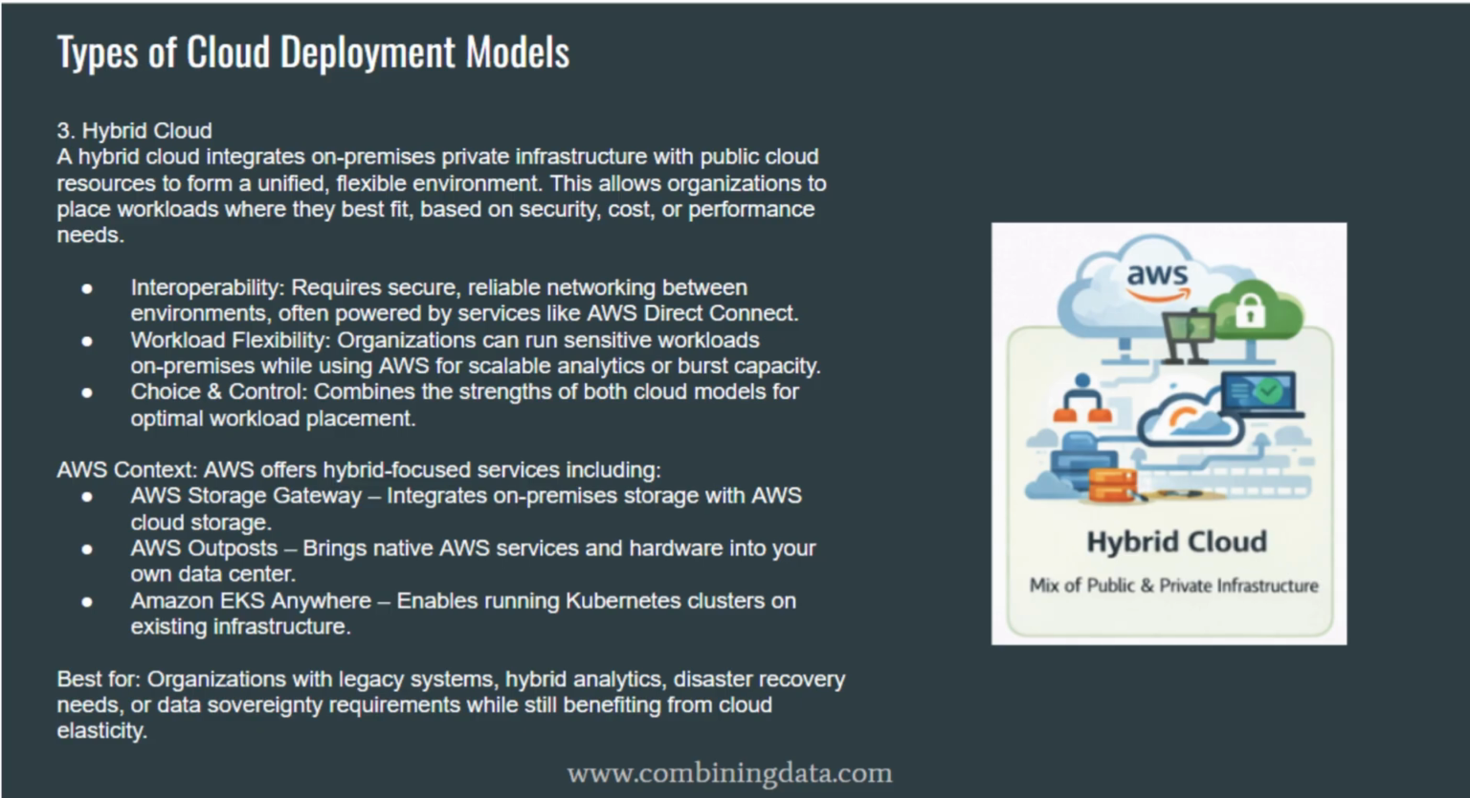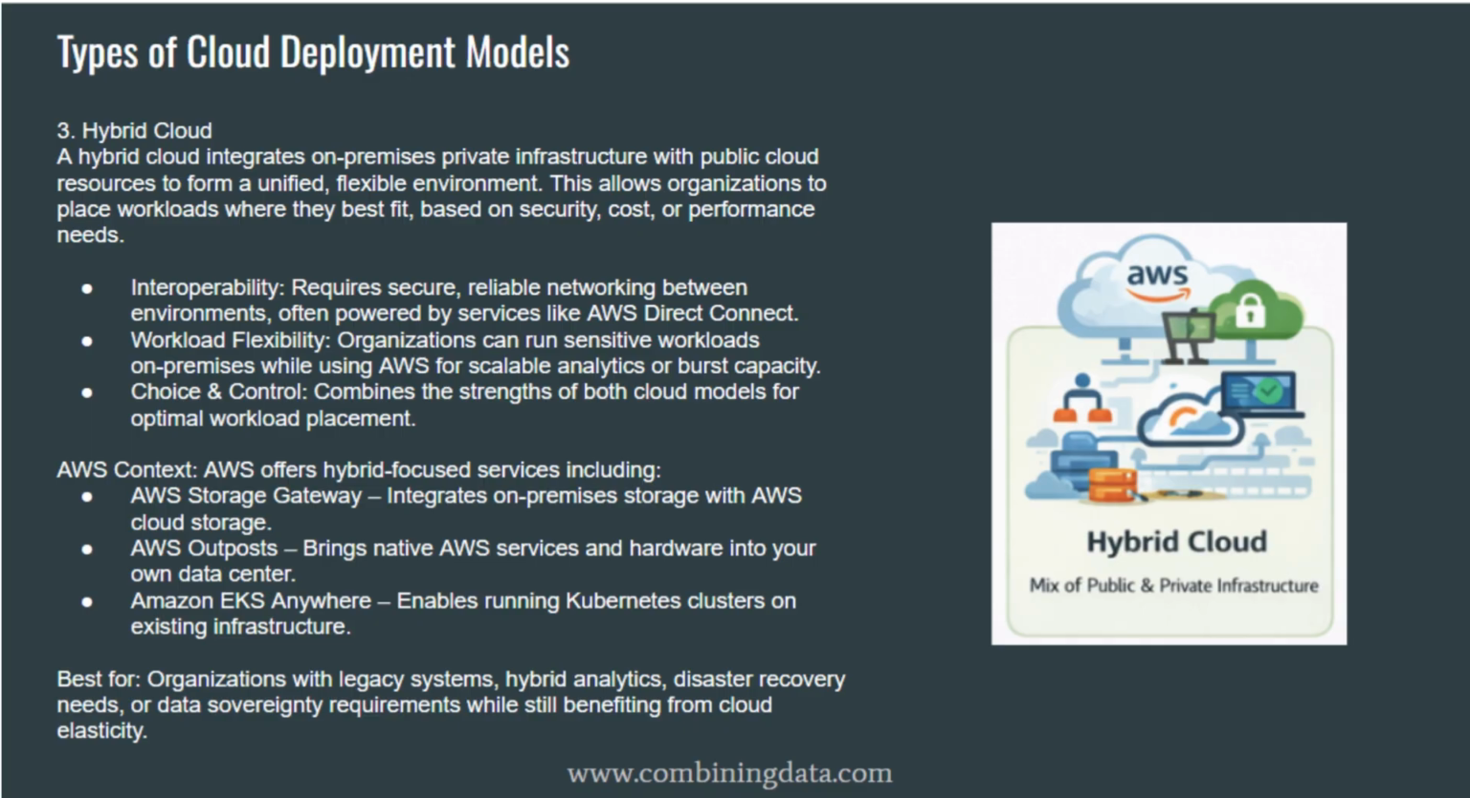Sensitive or regulated workloads, such as legacy databases or systems with strict data residency rules, can remain on-premises, while AWS is used for things like scalable analytics, backup and disaster recovery, burst capacity during peak demand, modern application development. This gives organizations choice and control. They don't have to migrate everything at once. Instead, they can modernize gradually, keeping what must stay local and moving what benefits most from cloud elasticity into AWS.